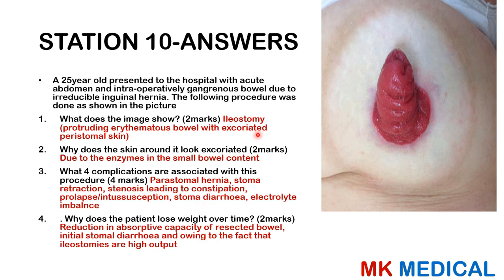So this is an ileostomy. How do I know this? Obviously because of the skin excoriation, and you have this protruding erythematous bowel with excoriated peristomal skin. The excoriation is going to be due to the contents of the small bowel because they have these enzymes that can irritate and digest the skin. Then complications include a peristomal hernia.